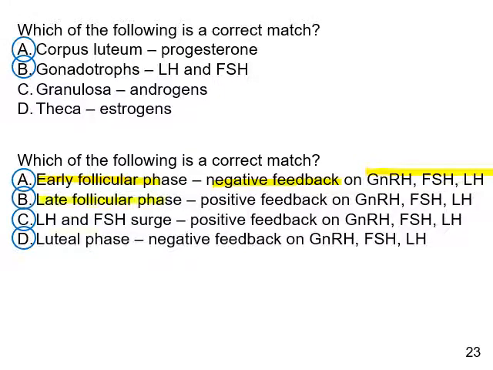In the late follicular phase, the high estrogen levels trigger positive feedback. And that positive feedback is what triggers the LH and FSH surge. So those are all good matches. Not necessarily in the same direction, but they are matched. During the luteal phase, the high levels of progesterone return the system back to negative feedback and a low and stable level of LH, FSH, and GnRH.